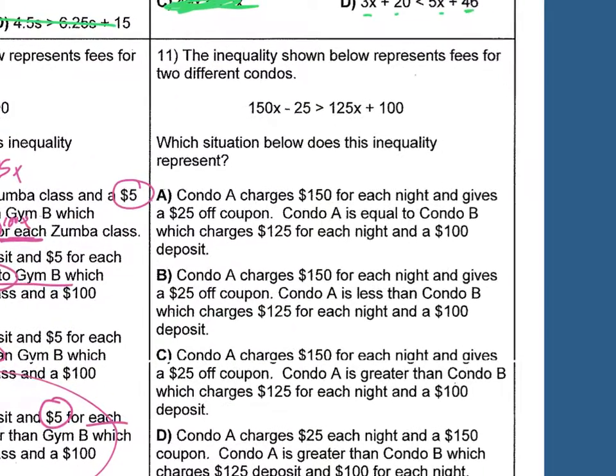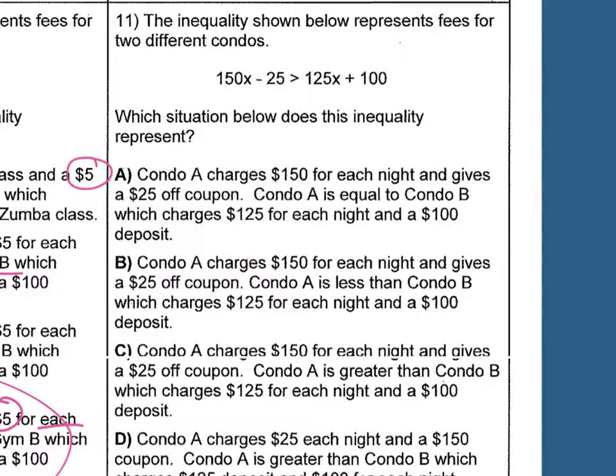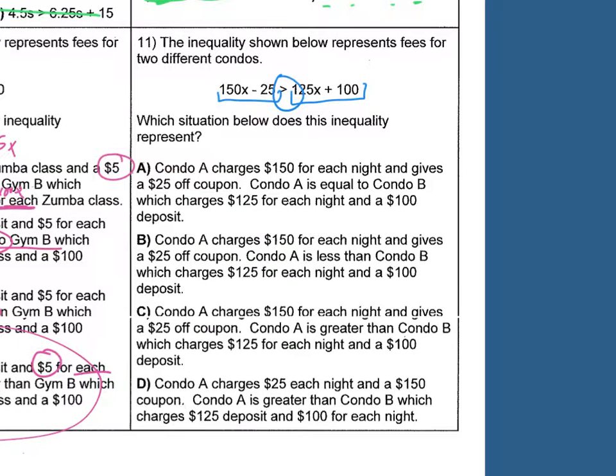Same thing on number 11, 150x minus 25 is greater than 125x plus 100. So we know what numbers need to go together. I'm looking for that inequality sign. Which situation below does this inequality represent? So we've got A, 150 for each night and gives a 25 off coupon. So that means we're subtracting 25 from that total price.